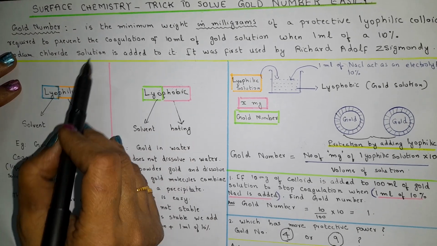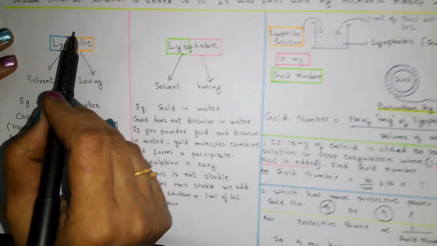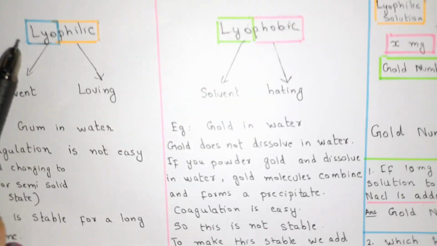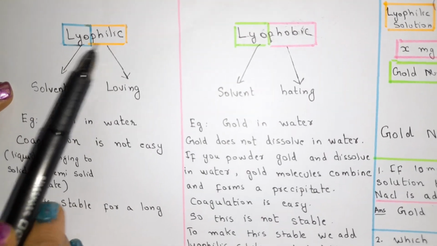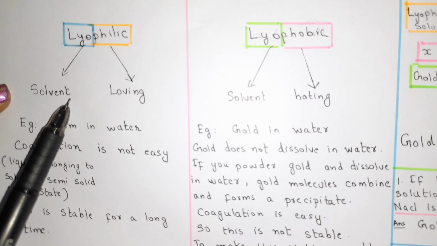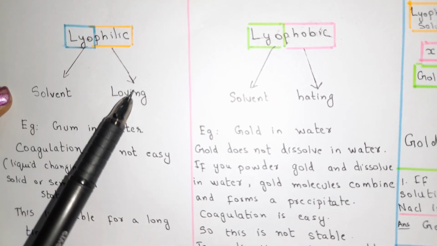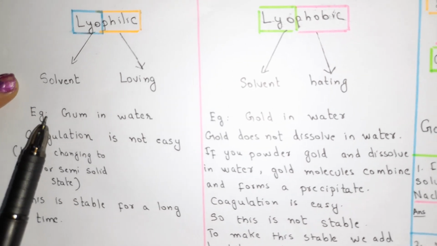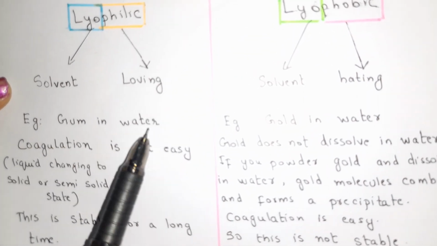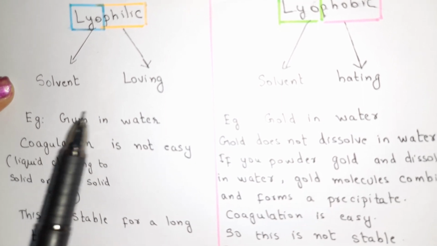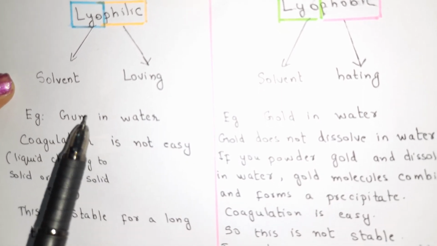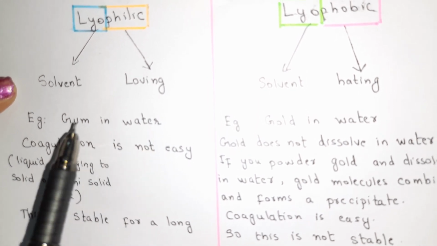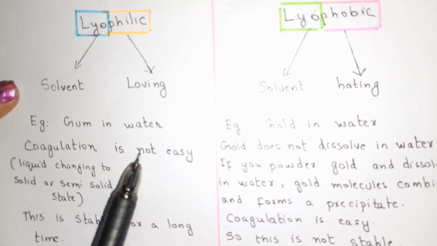So before explaining the trick to you, first of all I like to explain a few basic things needed to understand this concept. So first of all we will see what is meant by lyophilic. Lyo means solvent. Philic is loving. So lyophilic means solvent loving. For example, if you mix gum in water, you can see that it will easily dissolve. Take a little bit of gum and put it in water and see for yourself. So here coagulation is not easy.